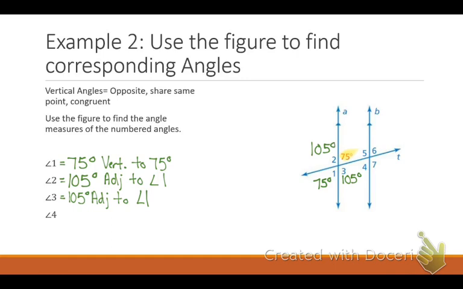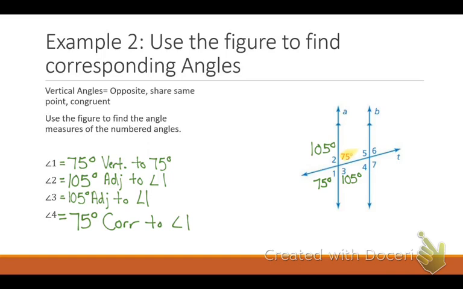Okay, 105. So now I have all 4 of these, but how am I going to get to 4, 5, 6, and 7? There's nothing over there. Yes, corresponding. It doesn't even matter which one. Okay, so angle 4. Let's start with angle 4. Which angle corresponds with 4? 1. And so what's the measure of angle 4? 75. And then I would say CORR, corresponds to angle 1.